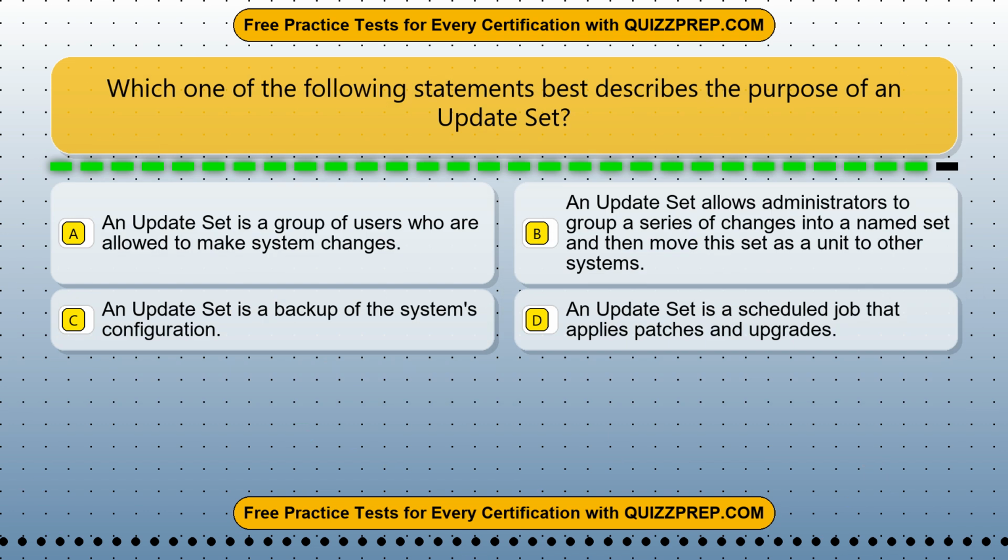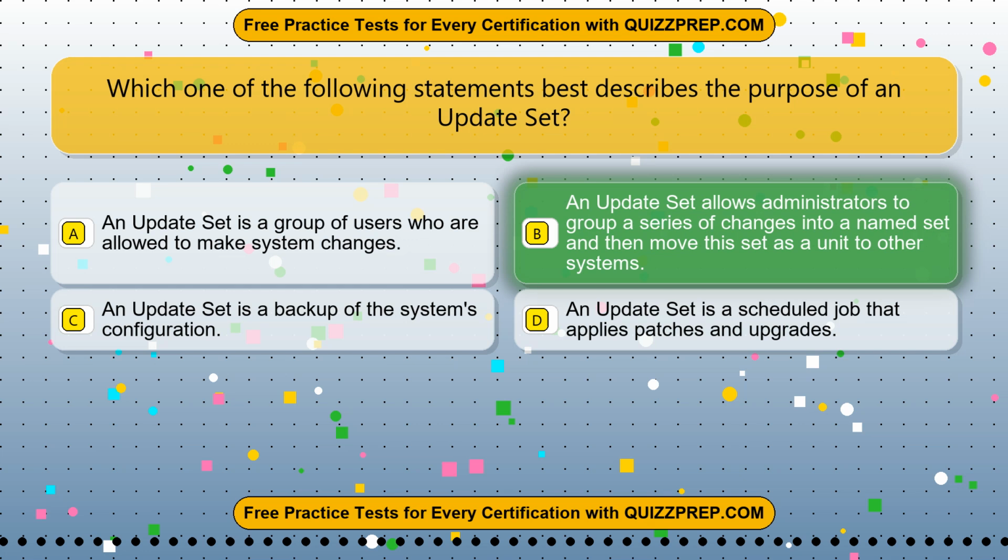Question 87. Which one of the following statements best describes the purpose of an update set? Option A. An update set is a group of users who are allowed to make system changes. Option B. An update set allows administrators to group a series of changes into a named set and then move the set as a unit to other systems. Option C. An update set is a backup of the system's configuration. Option D. An update set is a scheduled job that applies patches and upgrades.